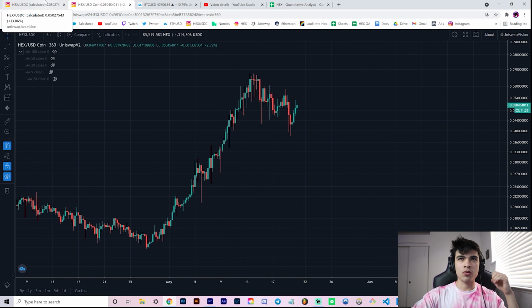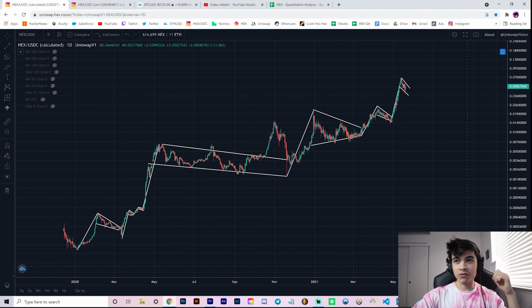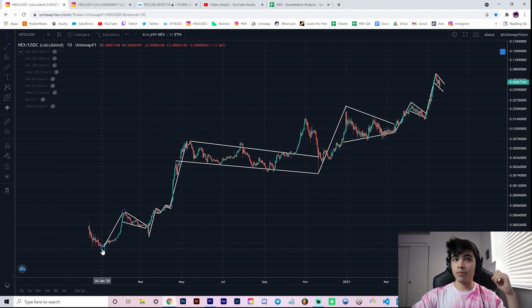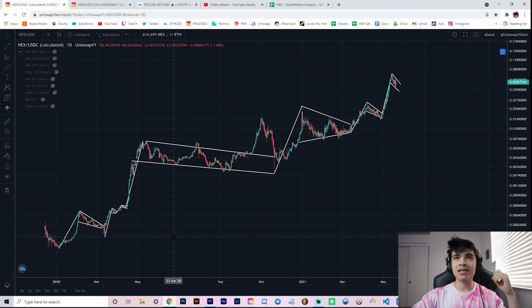Let's go ahead and analyze this bull flag. So historically speaking, we've seen that bull flags are only a good sign for the HEX price because we've had plenty of them. So this is our first one, and I've done my best to outline them.